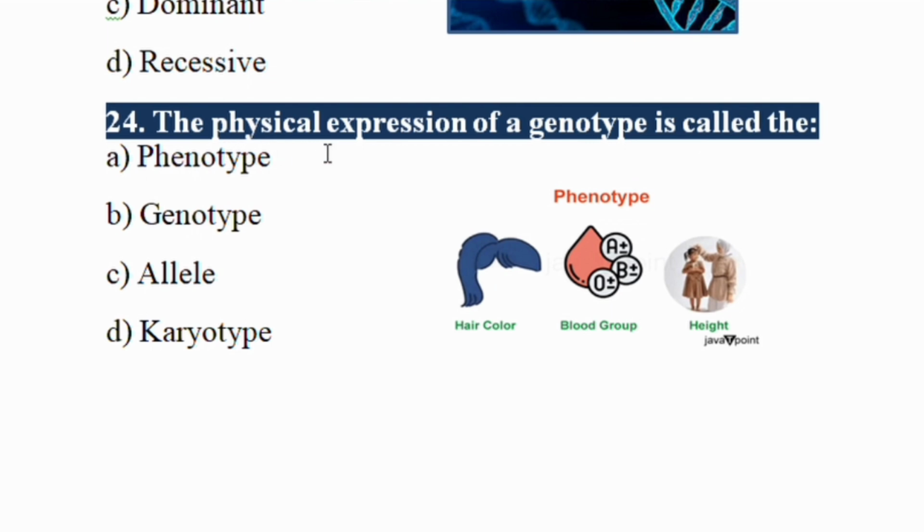Next, the physical expression of a genotype is called what? Alpha is phenotype, beta is genotype, Charlie is allele, and delta is karyotype. So here the right option is alpha, phenotype.